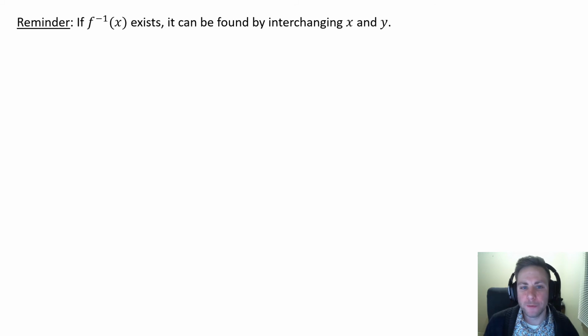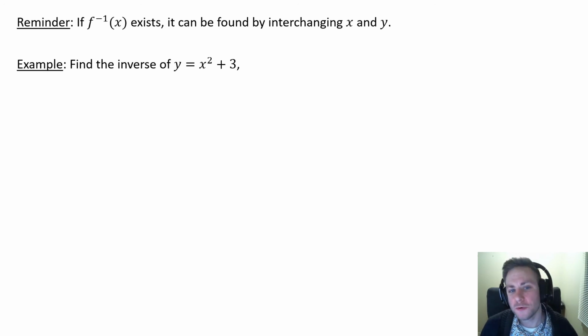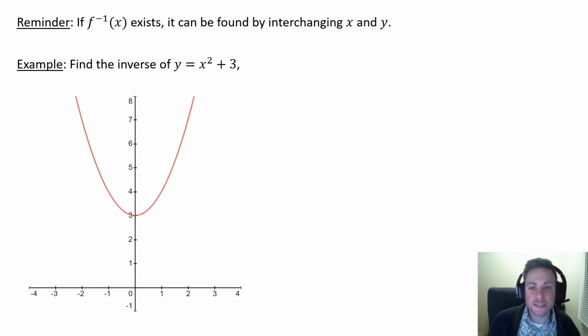Another thing you should remember is that if an inverse function does exist, it can be found by interchanging x and y. And that's because what an inverse function literally does is interchange the roles of inputs and outputs, and those are what we call x and y respectively. So for example, let's consider the inverse of the function y equals x squared plus 3. Something I hope you noticed right away is that this function doesn't pass the horizontal line test. So actually we can't find an inverse with the question as stated.